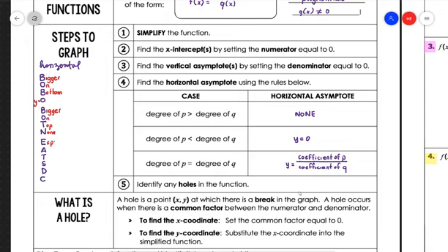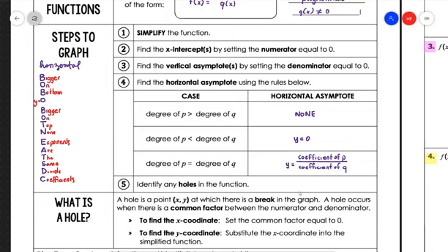And exponents are the same, divide coefficients. So the degree is bigger on the bottom, y equals 0. The degree is bigger on the top, we have none. And if the exponents are the same, then we'll divide our coefficients in order to get what the horizontal asymptote is. Oh, and I said there were 4 steps, but there's a 5th one.